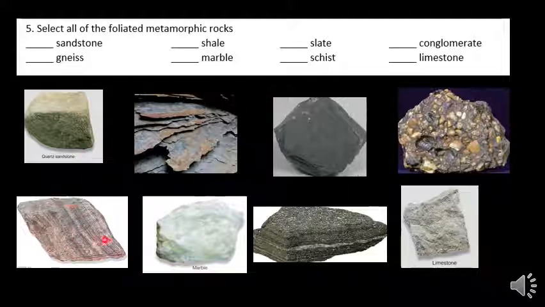Gneiss, we've already talked about, the foliation is it. Marble is metamorphic. Marble is if I take limestone and apply heat and pressure, but there's no banding in it at all. There's no color banding, parallel lines. There's no textural banding going on.